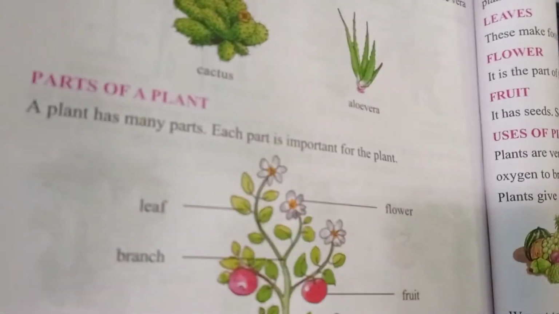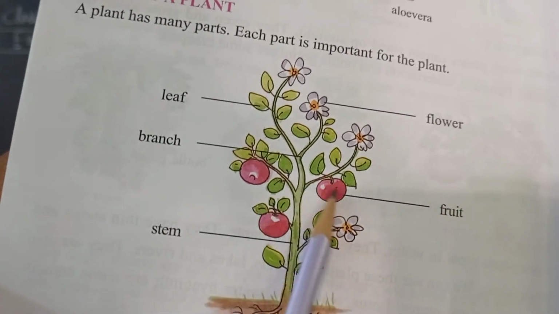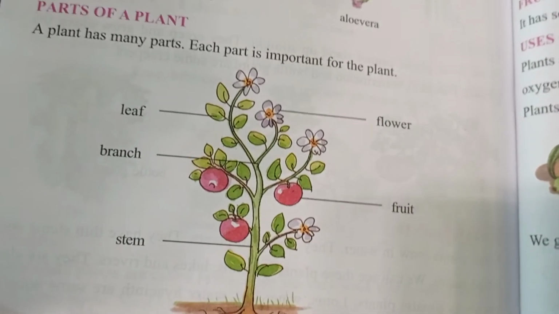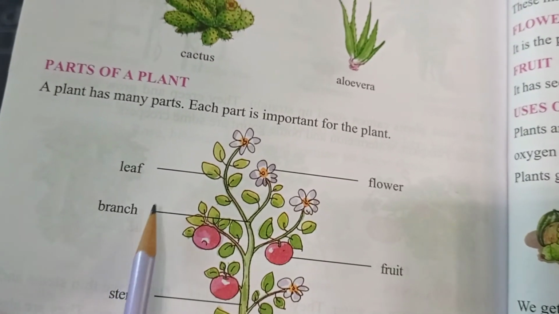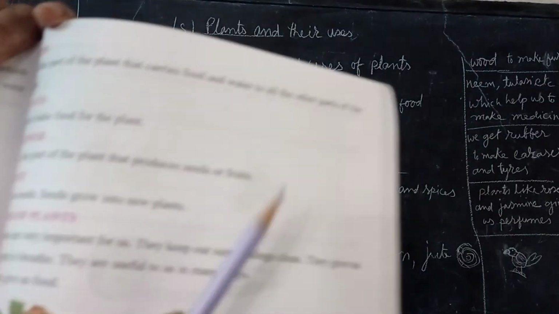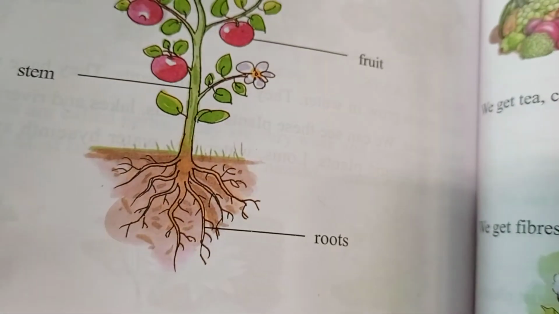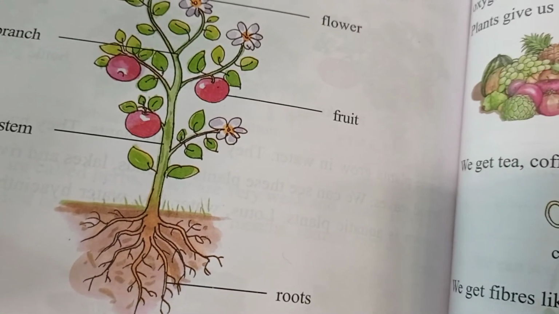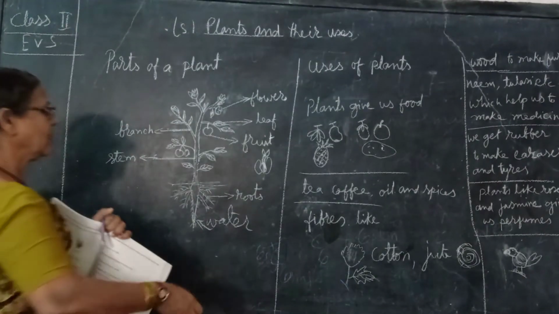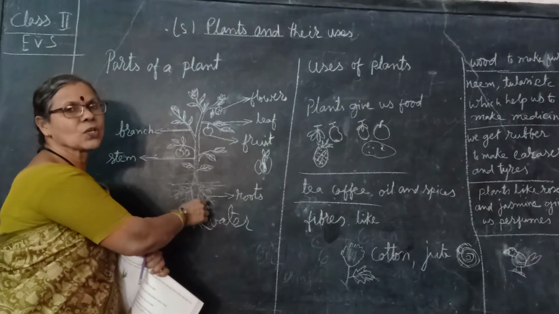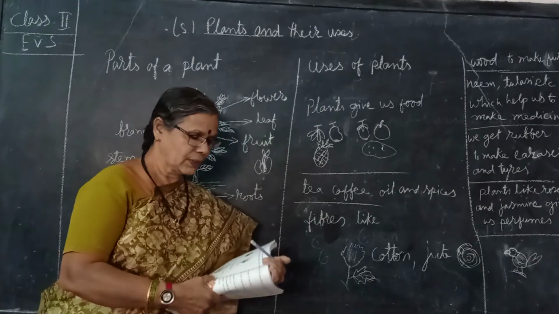Page number 198. You can see these are the parts of a plant: roots, stem, branch, leaf, flower, fruit. Now roots: it grows under the ground. It fixes the plant in the soil. The part which grows under the ground is called the root, and it absorbs the water. It holds the soil firmly.